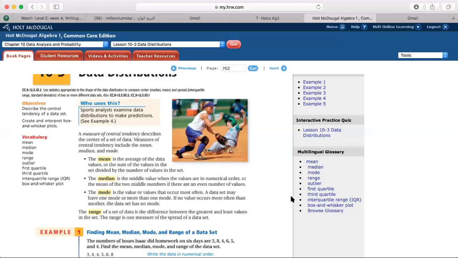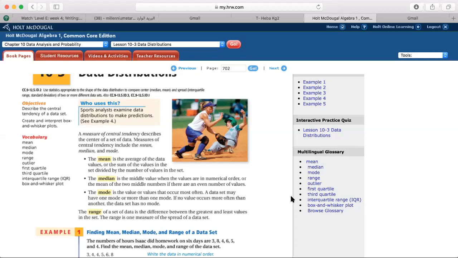The median is the middle value when the values are in numerical order, or the mean of the two middle numbers if there are an even number of values. The mode is the value or values that occur most often. A data set may have one mode or more than one mode. If no value occurs more often than another, the data set has no mode.